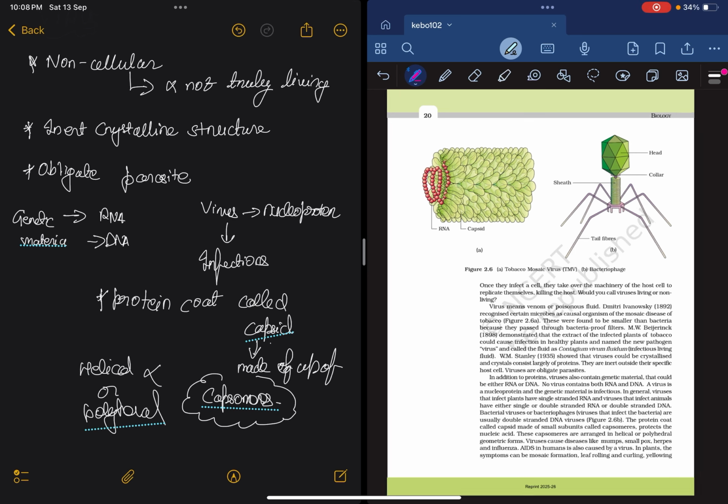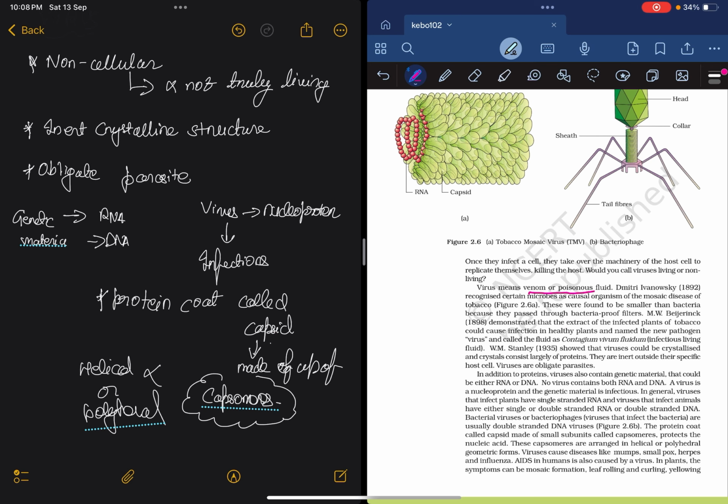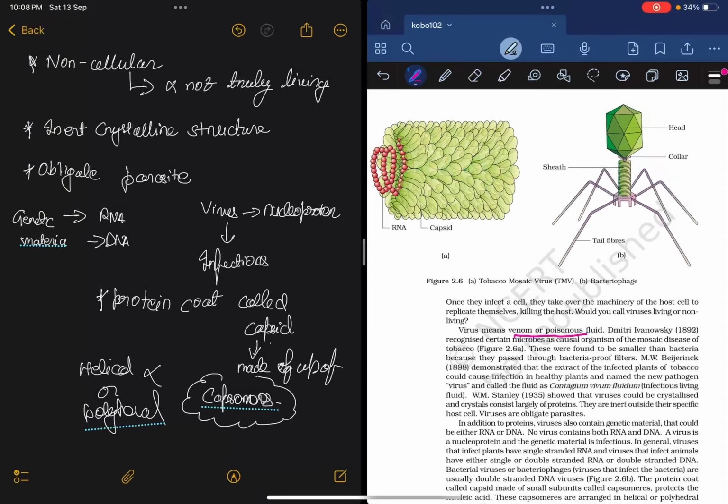We know that virus means venom or poisonous fluid. These diagrams and labeling are very important. This is TMV, tobacco mosaic virus, and this is a bacteriophage. Here the genetic material is double-stranded DNA.